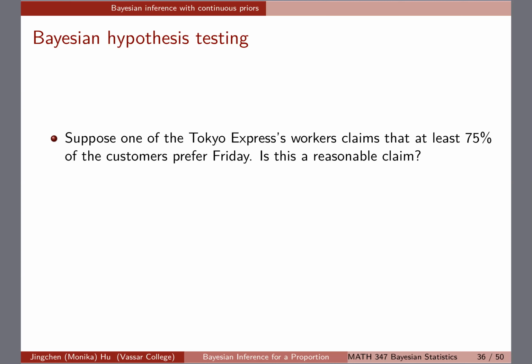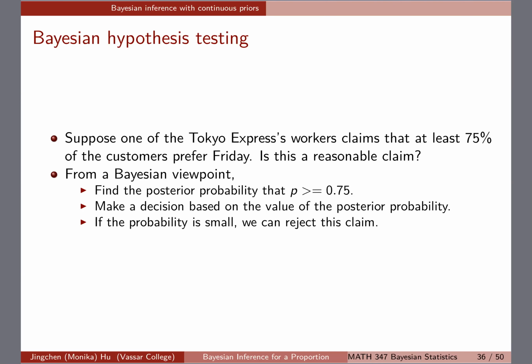and then we can directly test this in the sense that we can look at how likely it is for P to be greater or equal to 75%. Okay? So you can find the posterior probability that this particular event, P greater or equal to 0.75, and then you can make the decision based on the value of this posterior probability. If it's small, we can reject. If it's large, we do not reject.